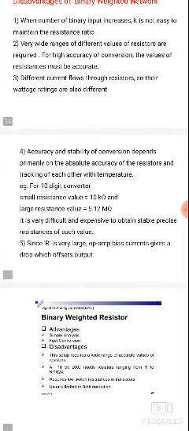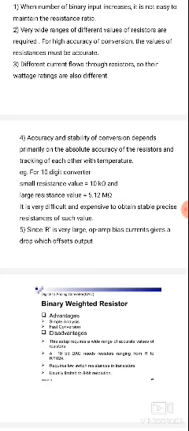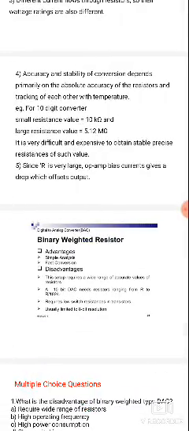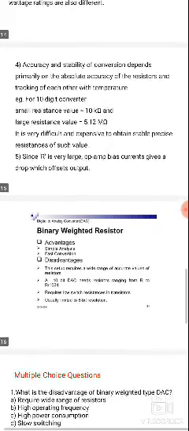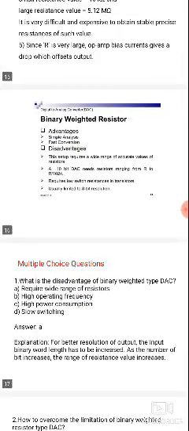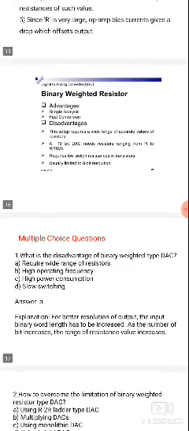For a 10-bit converter, the minimum resistance value required is 10 kilo ohms and the maximum resistance is 5.12 mega ohms. If the resistance increases, the current flowing through the circuit drops, which relates to offset output. So to avoid these range problems of binary weighted resistors, we go for the R-2R ladder network. In the next session we will discuss the R-2R ladder network.